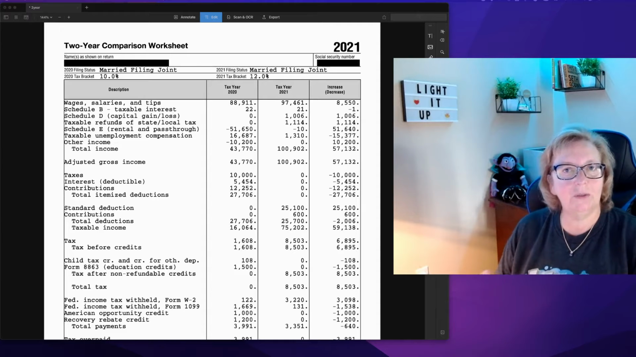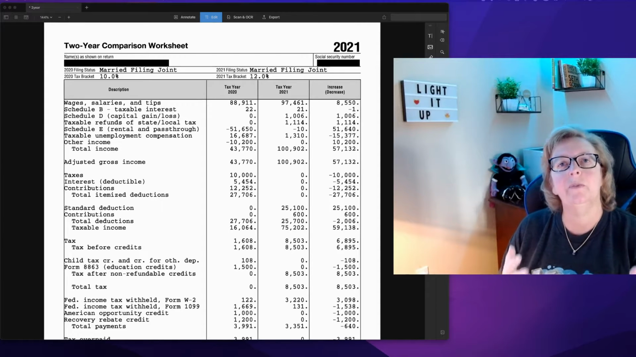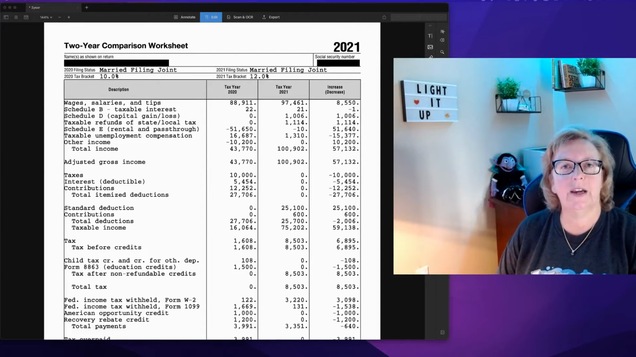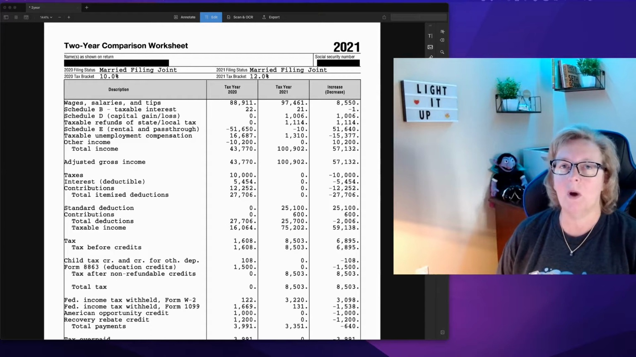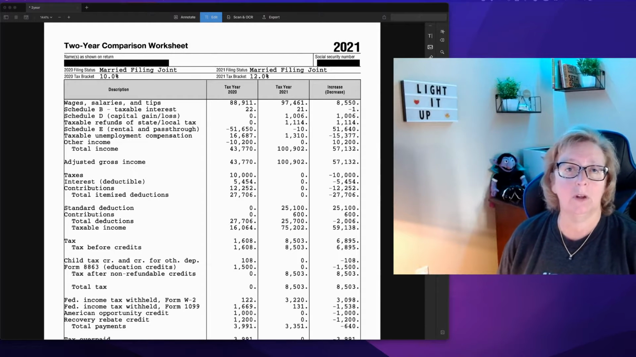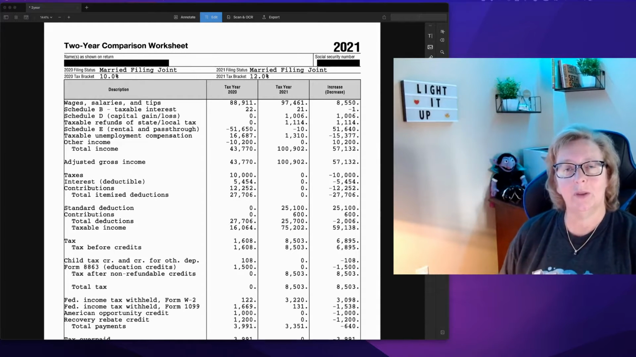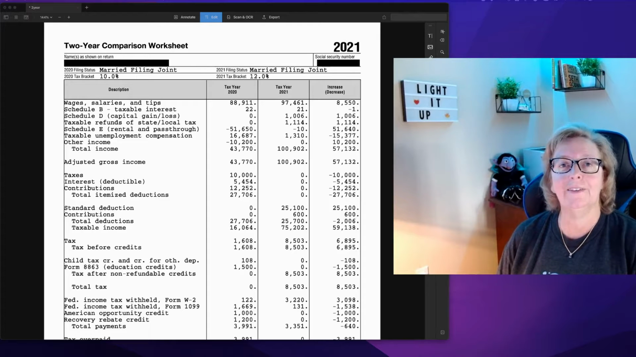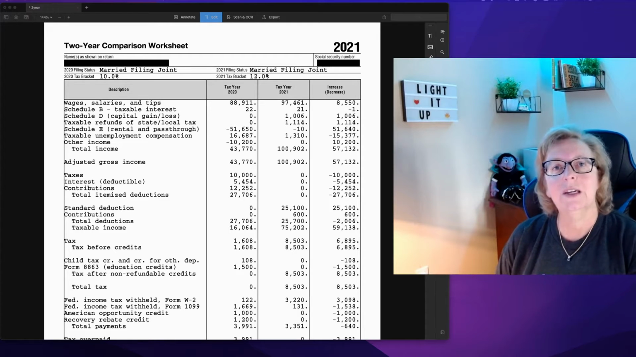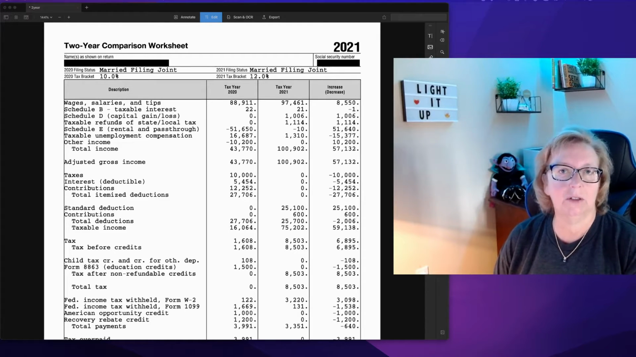Hi, I have a little tidbit of information to help you make better sense of your tax returns. Many times people have questions about why their tax return is different than it was in the past. One of the best ways to find out the answer is to dig a little deeper and look at the 2-year comparison that's along with your return.